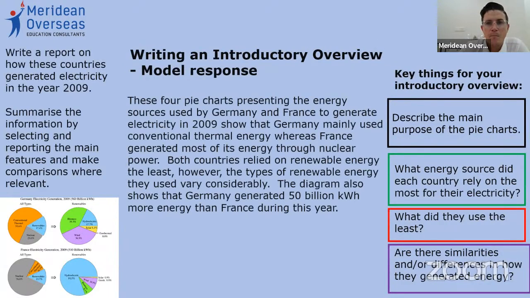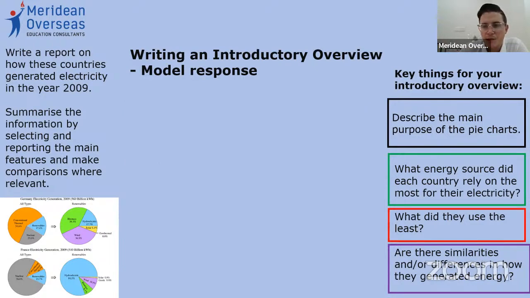So here we go. Here are the key things again. I'm going to make sure I describe the main purpose of the pie charts. I'm going to say what energy source each country relied on most for their energy. I'm going to then talk about what they relied on the least. And also I'm going to talk about the similarities or differences in how they generated energy.